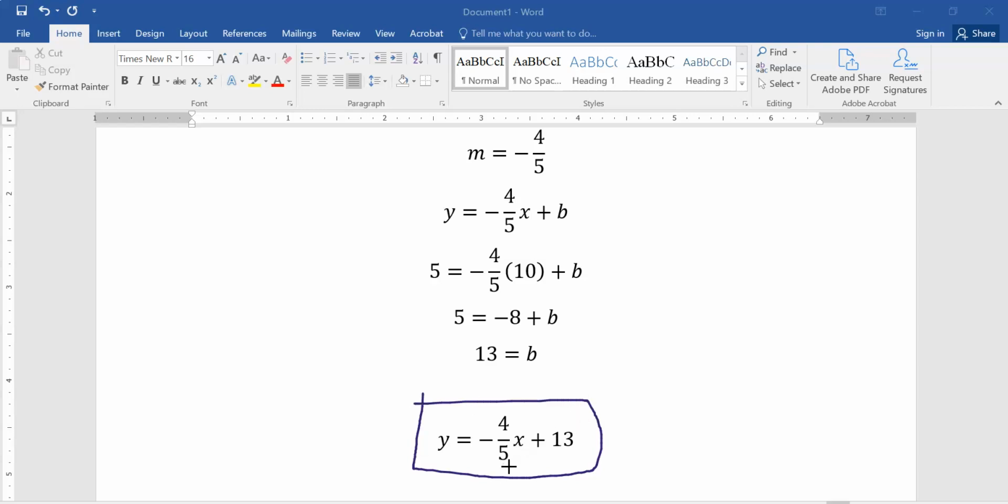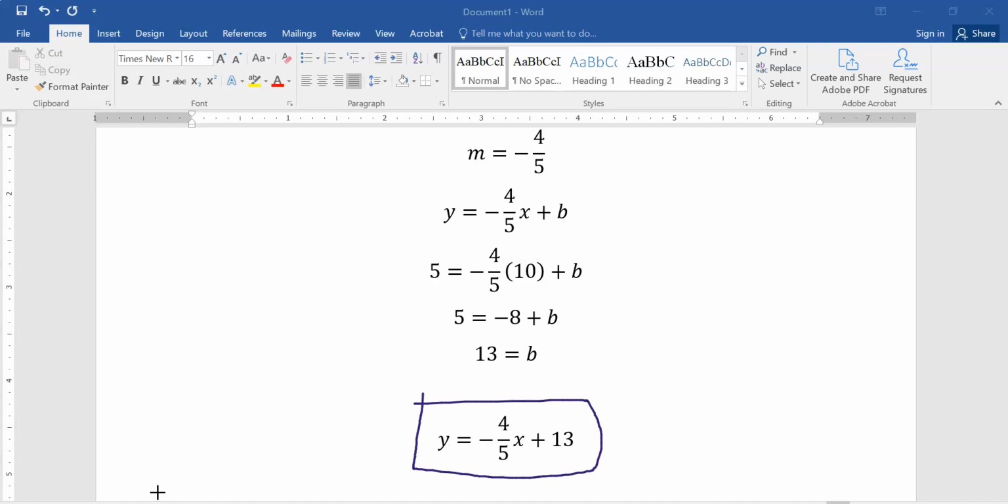By the way, when you're typing this out in Moodle, make sure you put things as improper fractions. So if you wrote negative 0.8, Moodle doesn't recognize that often. So be very careful, read directions on Moodle about how it wants these numbers.